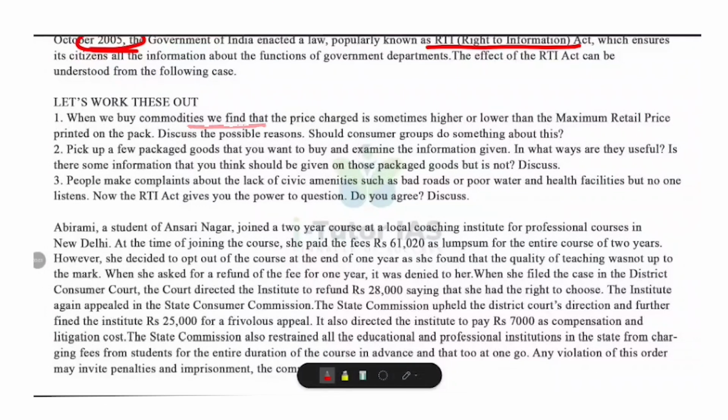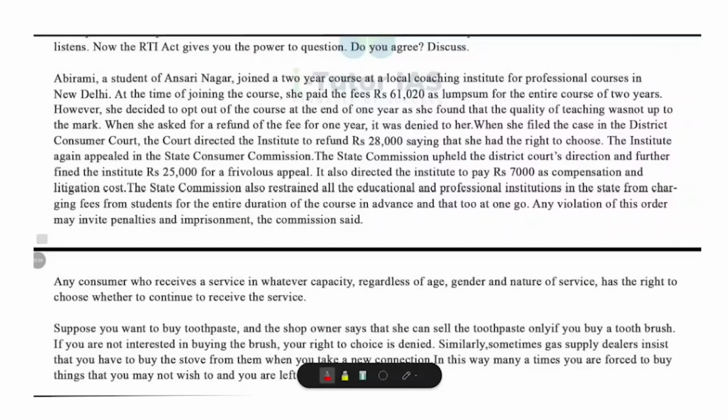When we buy commodities, we find that the price charged is sometimes higher or lower than the maximum retail price. Let's take some examples. Let's take the example of Abhirami. Abhirami joined a 2-year professional course and paid 61,020 rupees upfront. She left after 1 year due to poor quality of teaching. She requested a refund for the remaining period and the institute denied it. So the consumer court decision was, the consumer court ordered the institute to refund 28,000 rupees.